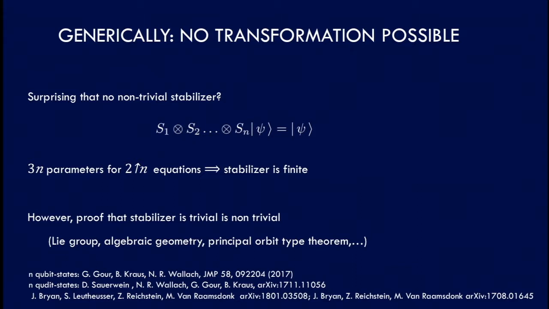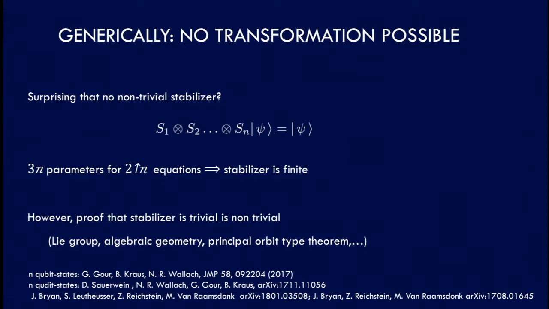This is, of course, 2 to the n equations, and you have too few parameters to do that. Okay, so you might think, well, this is trivial then, because I don't have any solution. However, such a parameter counting argument just tells you that the stabilizer will generically be finite, so you have only finitely many elements. But what we needed to prove in order to ensure that no transformation is possible via LOCC is that it's really trivial, so that you don't have any symmetry. And this is what allows you to prove that.